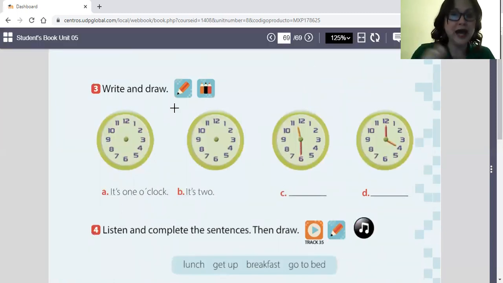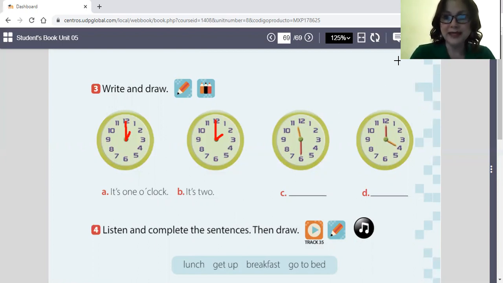Look at the clocks and you have to draw the hands. Do you remember the long hand and the short hand? For example, the letter A, it's 1 o'clock. So this is the long hand and the short one is 1, okay? It's 2 o'clock. So the long hand is on the 12 and the short hand is on number 2. Okay, it's 2 o'clock.